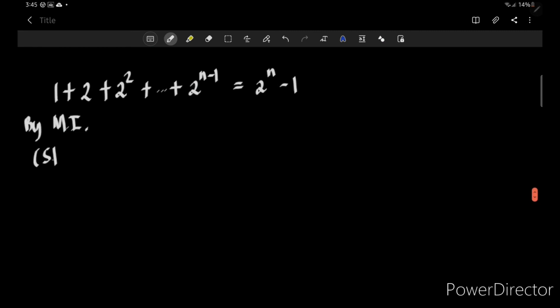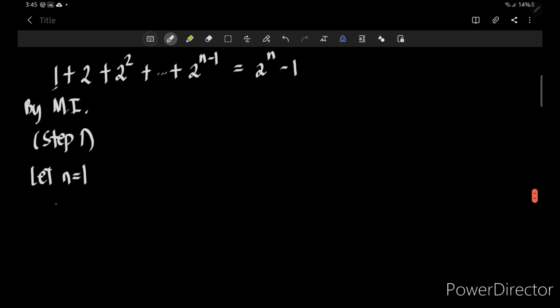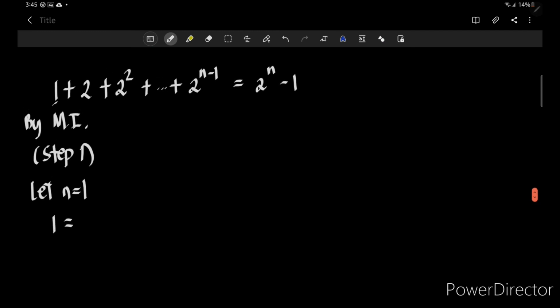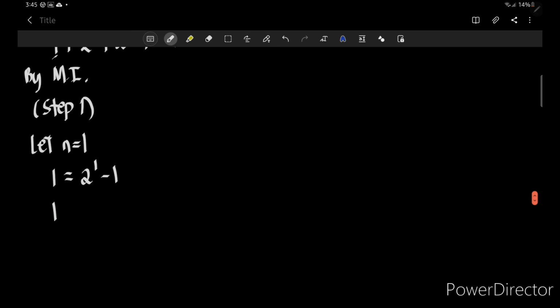Step 1, show that it is true for the first value. Let n is equal to 1. Since n is 1, kailangan lang natin ng 1 term. So we have 1 is equal to, palitan lang natin ng 1 lahat ng n sa right side. So we have 2 raised to 1 minus 1. Simplify. 1 equals 2 minus 1.